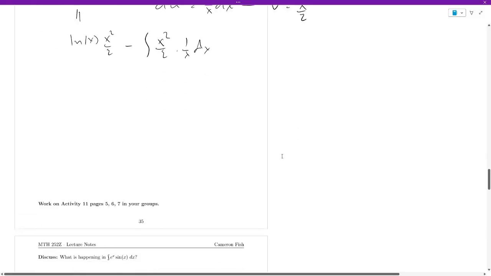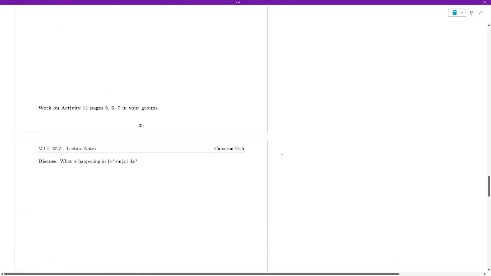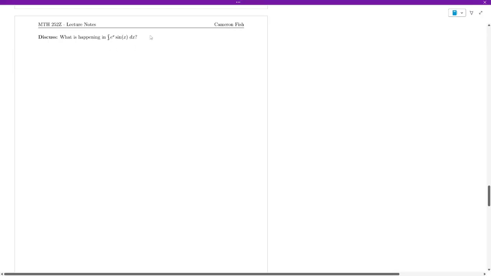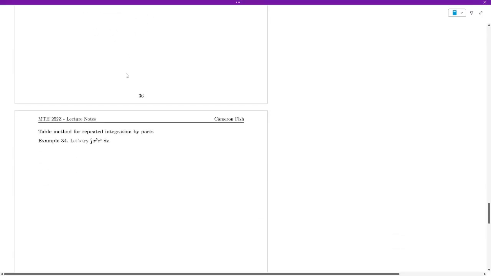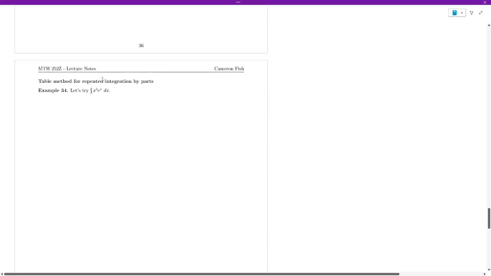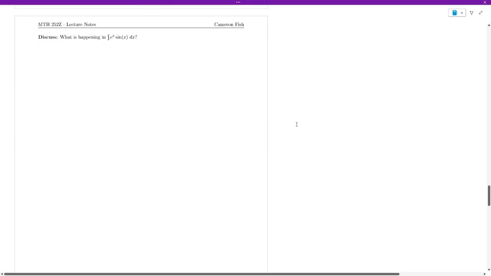One more thing I want to show off is something interesting that happens with certain integration by parts, and we will see a sort of table method, I call it, which makes use of that. So let's just take a look at this example. So I want to do this antiderivative.